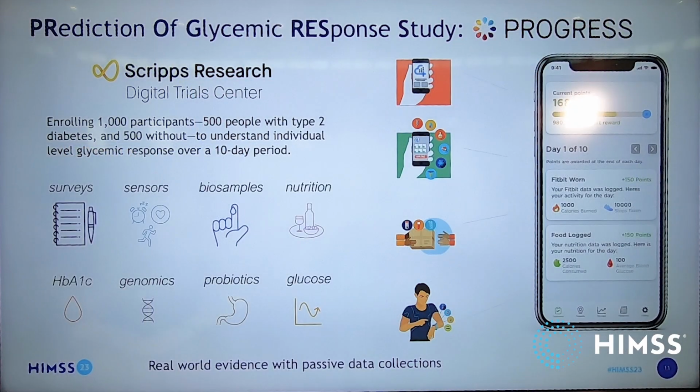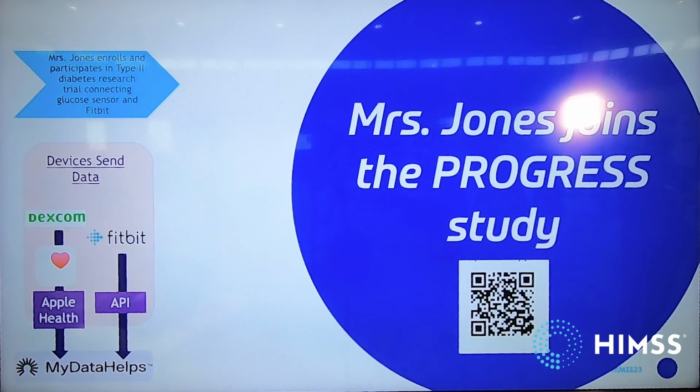From our participants, we'll be collecting survey data, wearable sensor data, biosamples, and nutrition information, all from the comfort of their home. In return, we'll provide HbA1c values, genomics data, probiotics data, and glucose levels. This allows us to gather real-world evidence with passive data collection. What this means for Mrs. Jones is, after having learned about our research through her health plan, she'll express interest in joining the study. We'll send her an invitation email, but for purposes of the demo, we'll use a QR code.